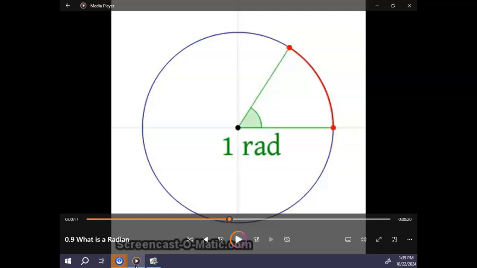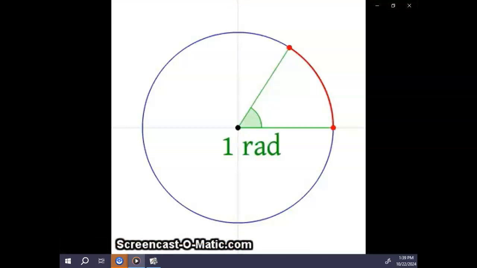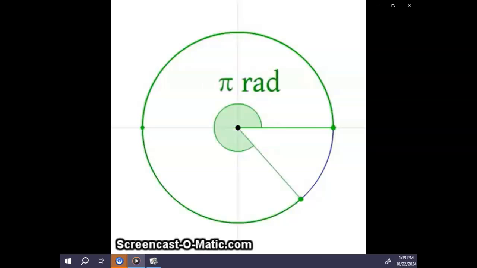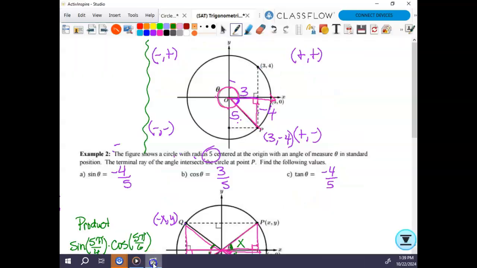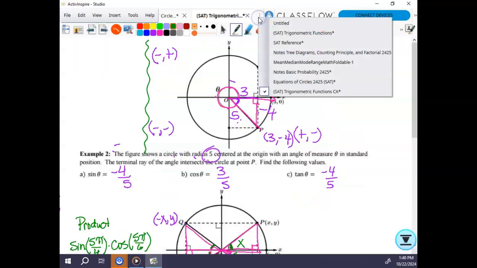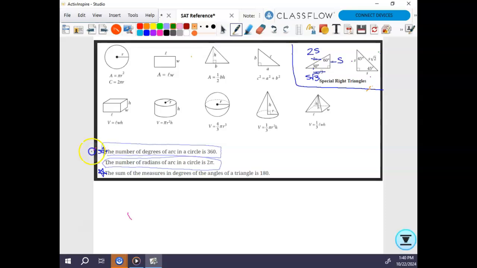But either way, we need to know how many radians are in a circle. There are pi radians in half a circle, 2 pi radians in a full circle. The circumference formula is 2 pi r, by the way. That's how all this stuff is related. And here's the nice thing: on your reference sheet, not only does it tell you that you have 360 degrees in a circle, it tells you that there are 2 pi radians in a circle. Just know that 360 degrees is 2 pi radians.